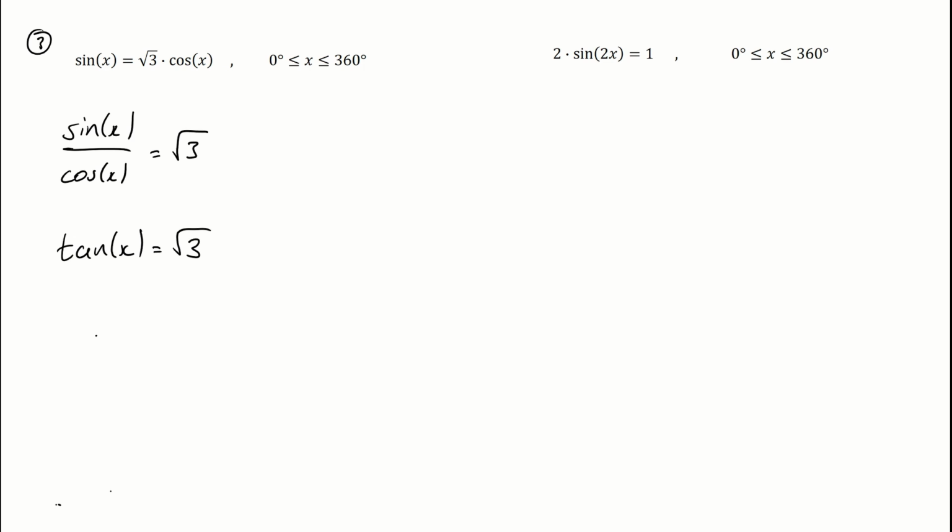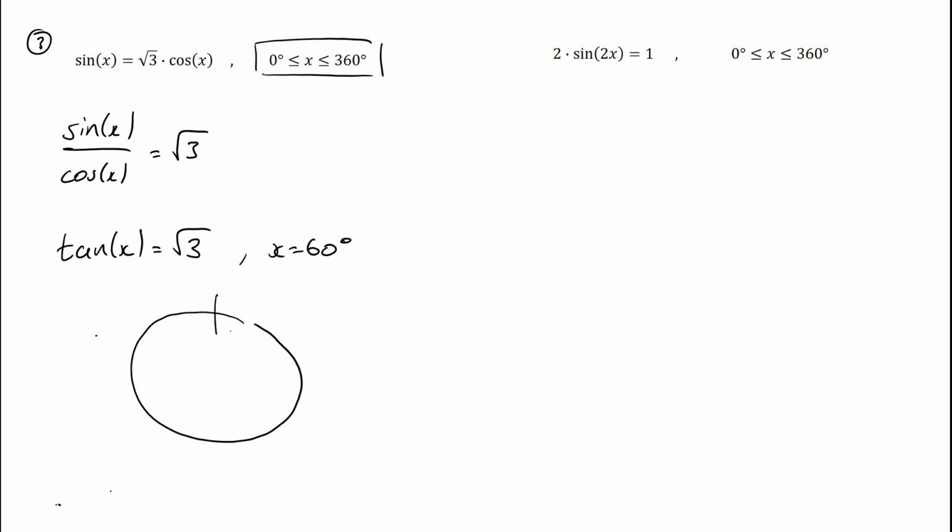Now, when is tan of x equal to the square root of 3? Well, that would be when x is equal to 60 degrees. However, once again, this domain allows me to be anywhere inside of my unit circle. So if I draw my unit circle, I've got my 60-degree angle which sits out here like this.